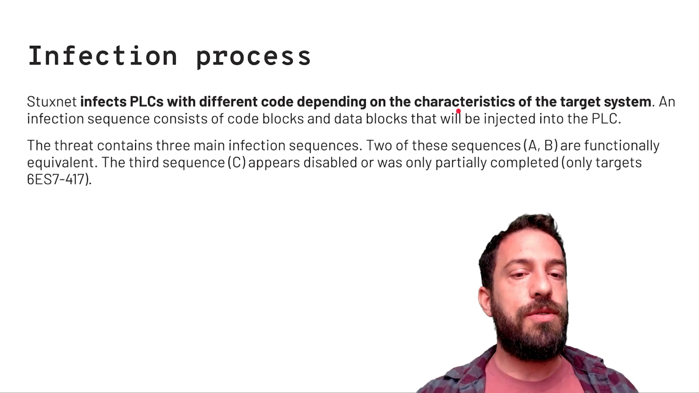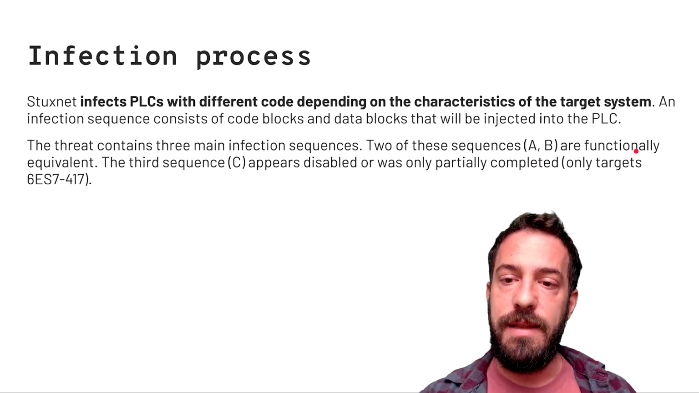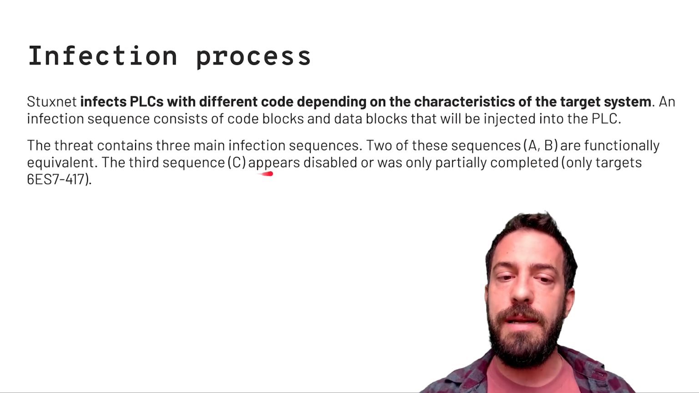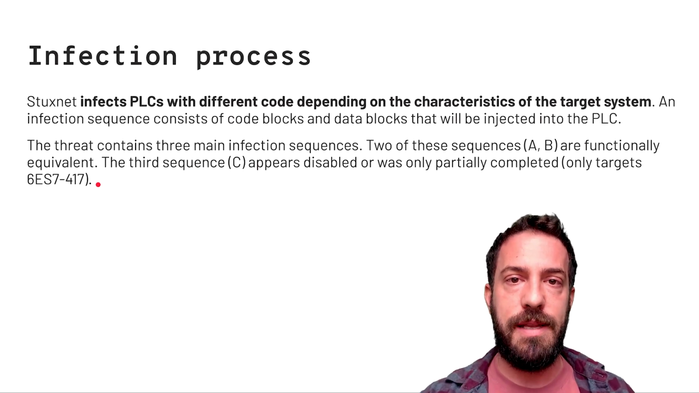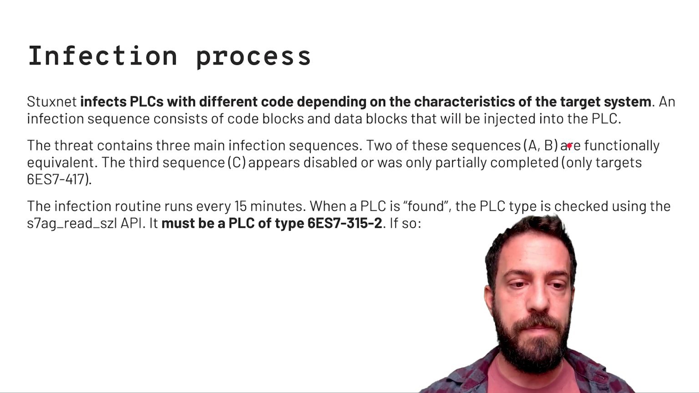So Stuxnet contained 3 infection sequences. 2 of them are functionally equivalent, and they were targeting different brands of centrifuges. The third one appeared to be disabled and was not used in the samples that were identified in the wild. So we'll discuss those 2, A and B.